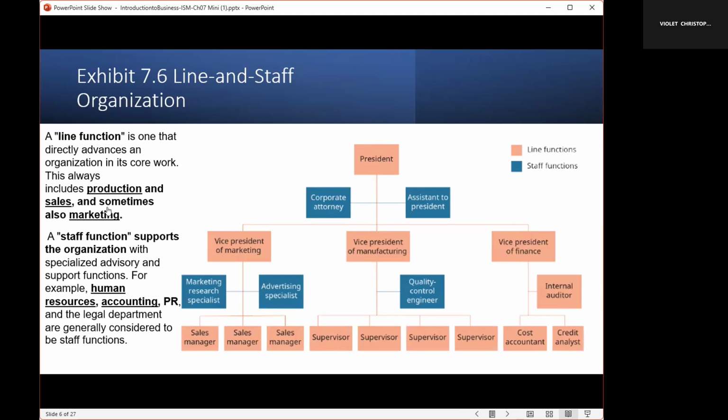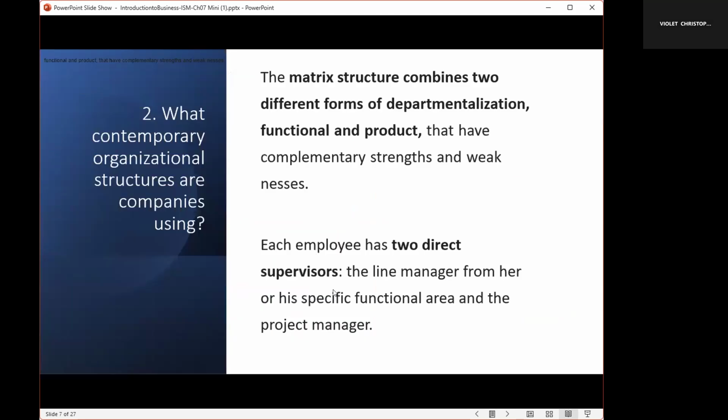A line function refers to things such as sales and production. These are functions that are essential to making the product. And then there's a staff function, which is more supportive of those things. And that's human resources and accounting, for example. So remember the distinction between a line function and a staff function.